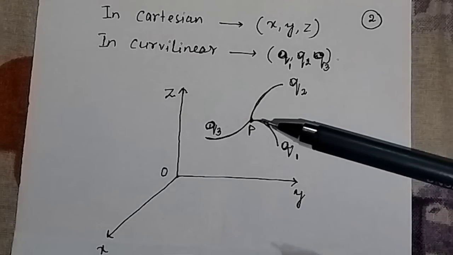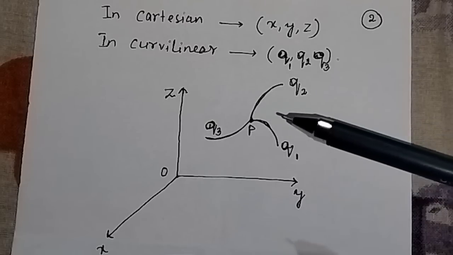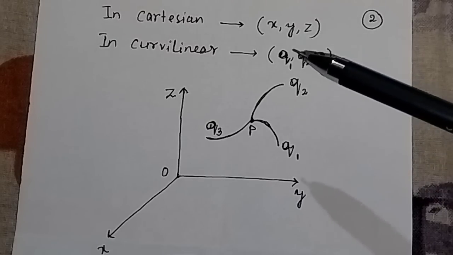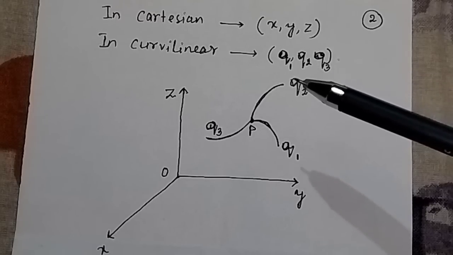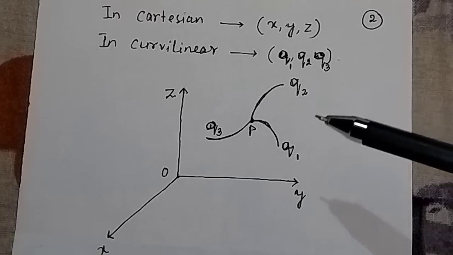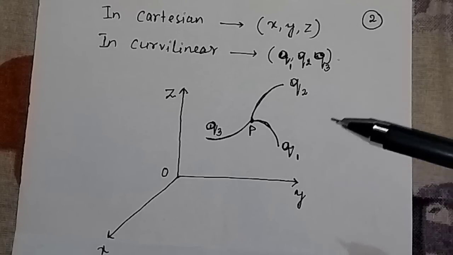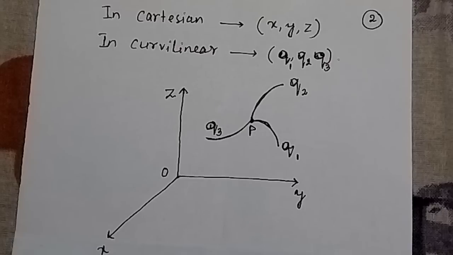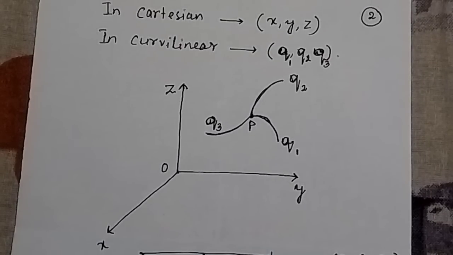That means this is a curvilinear coordinate q1, q2, q3. In Cartesian coordinates, we represent the coordinates as x, y, z. But in curvilinear coordinates, we generally represent the coordinates as q1, q2, q3. Examples of curvilinear coordinates are cylindrical coordinates, spherical coordinates, etc. Curvilinear coordinates may be derived from Cartesian coordinates and vice versa.